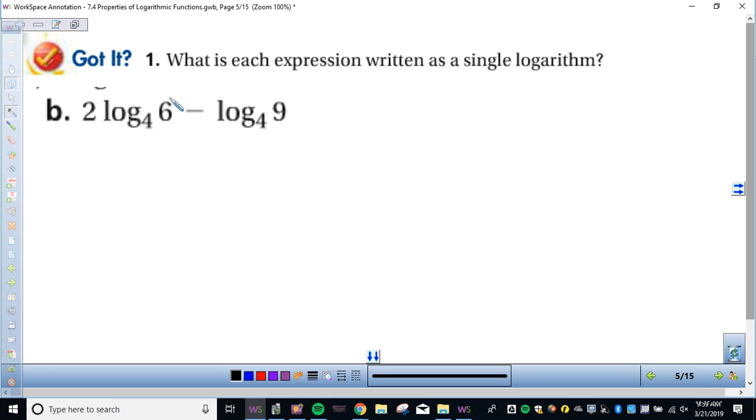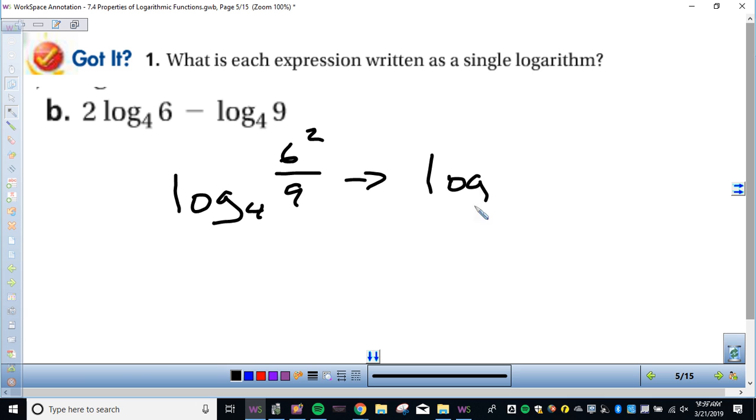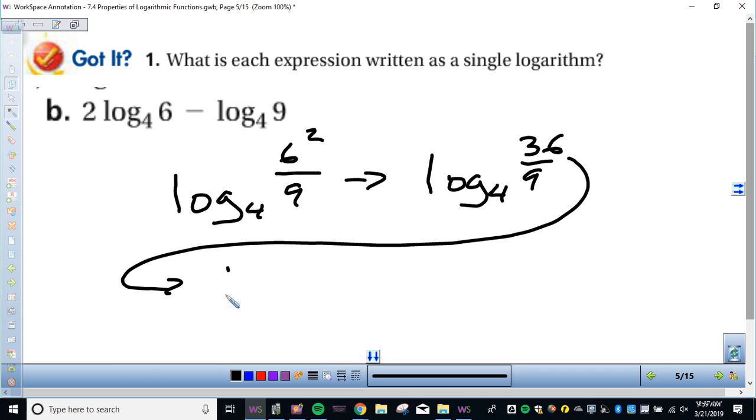Okay, let me help you with this if you're confused. So we got log base 4 of 6 squared over 9. Okay? So if you want to write this in your notes, we can help you show the little steps. So log base 4, Logan, be quiet please. Logan, 36 over 9. So that becomes log base 4 of 4. Then I make that equal x.